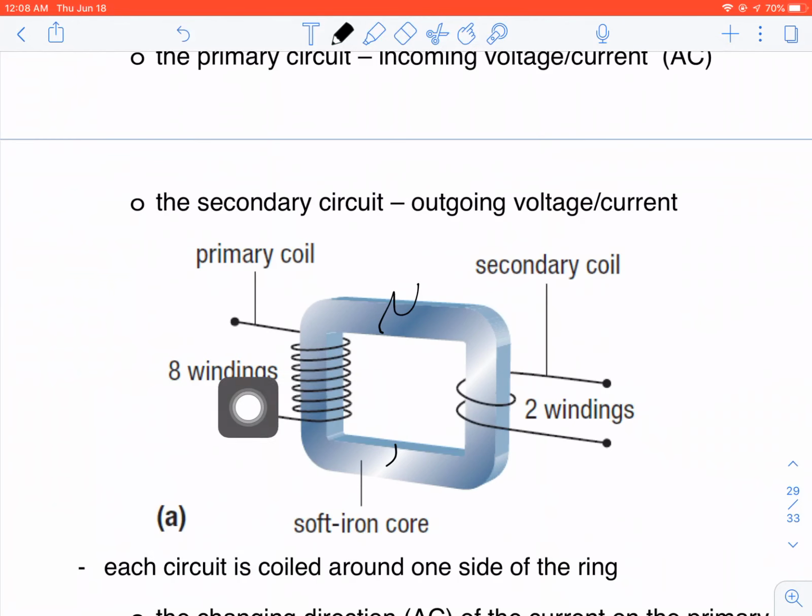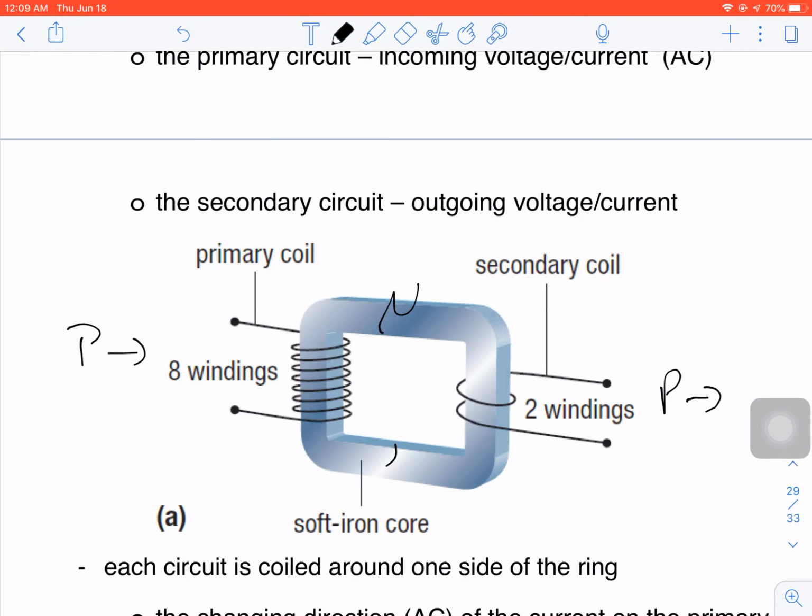As the electricity is changing direction because of the alternating current, this magnet is flipping back and forth. As it flips back and forth, this changing magnetic field causes the electrons on the secondary coil to move. Now it turns out that the number of loops on this side compared to the number of loops on this side change the voltage and the current. The power coming in on this side is going to be equal to the power on this side coming out.